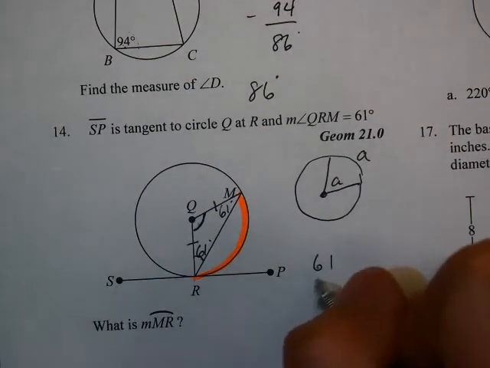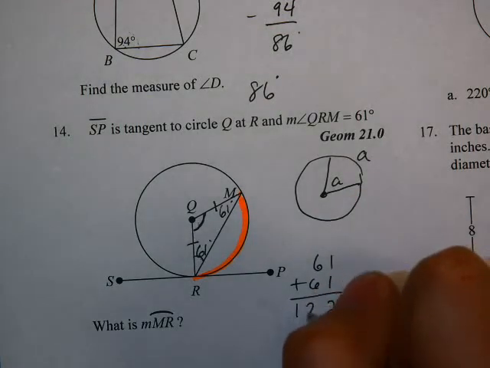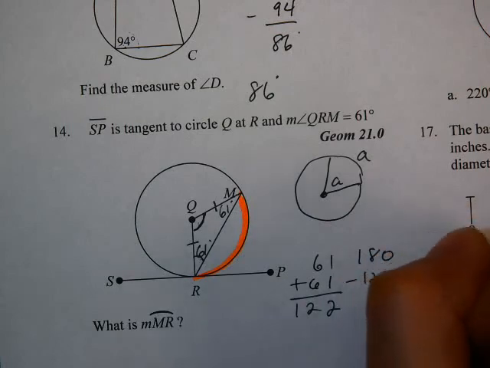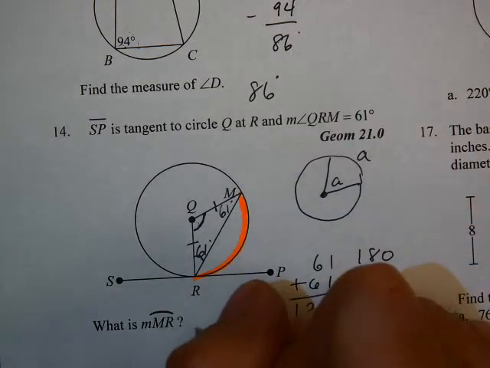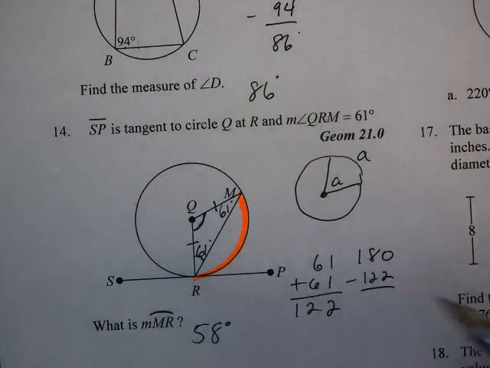So I'm going to take 61, 61. Since we know the triangle sum theorem from a long time ago, I'm going to add these two, and I'm going to take those and subtract from 180. That gives me 58 degrees, which is the central angle, which again is the same as the arc. So now you've solved number 14.